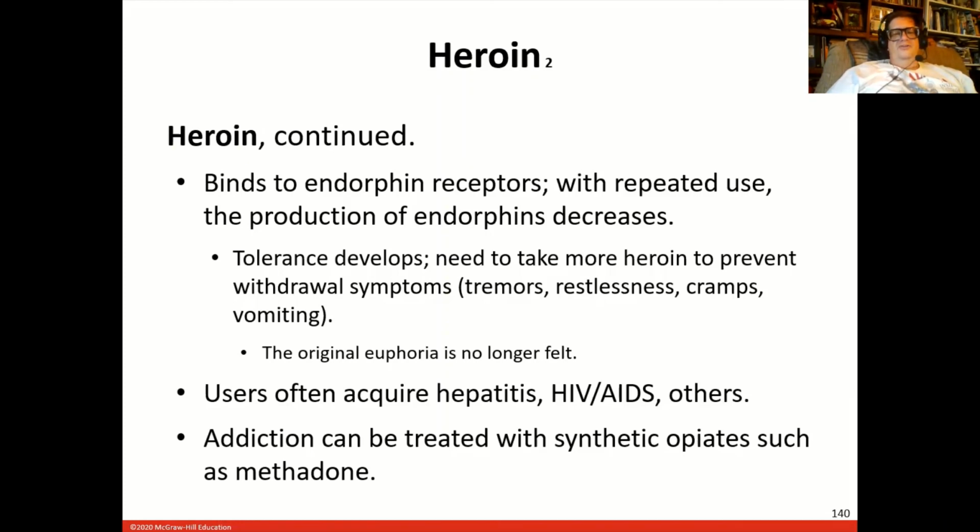Also, because of unsafe practices with needles and things like that, there's a chance that you're going to get hepatitis or HIV. Synthetic opiates like methadone could be used to stop someone from taking heroin, but then you have to wean them off the methadone.